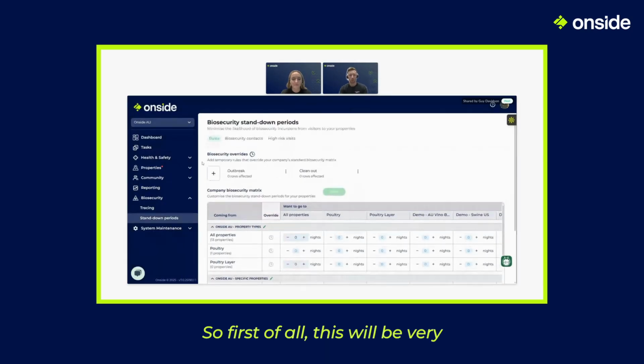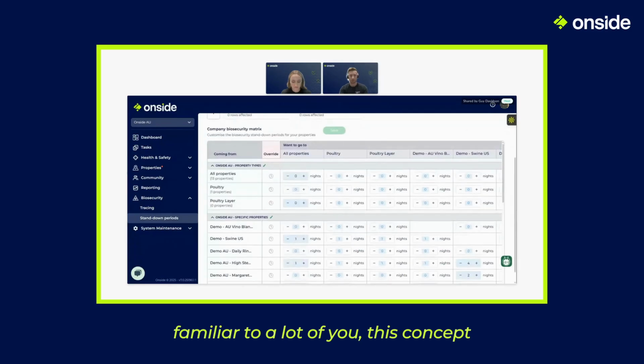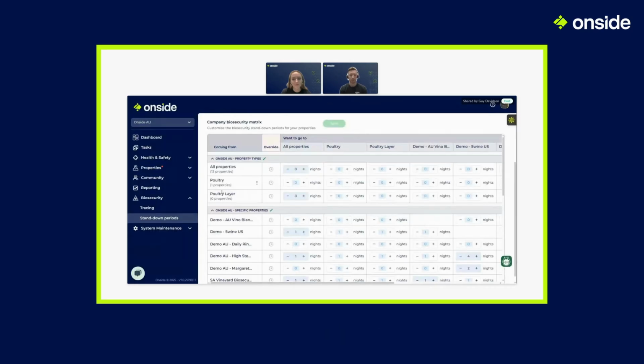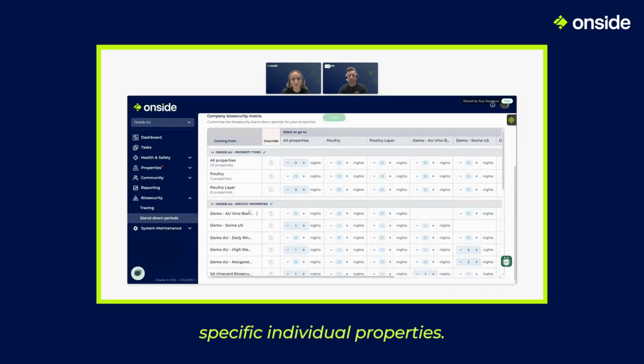First of all, this will be very familiar to a lot of you, this concept of the matrix. There are a few different layers to this matrix, and part of what makes this quite unique is that you can customize it a lot. At the top layer here, you're seeing all of your company properties, and you can do it type to type. So it can be specific types of poultry or pork. You can get down into sub industries there, or it can just be all your dairy properties, whichever ones are important to you. You can set general rules between groups of properties that sit within a certain segment of your business, but you can also get down to the layer of specific individual properties.